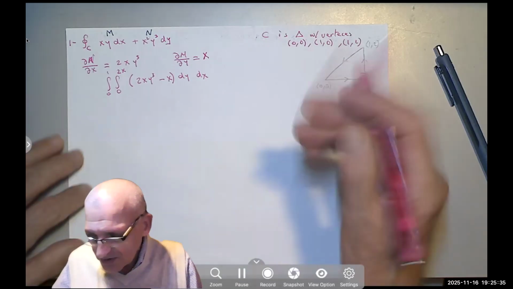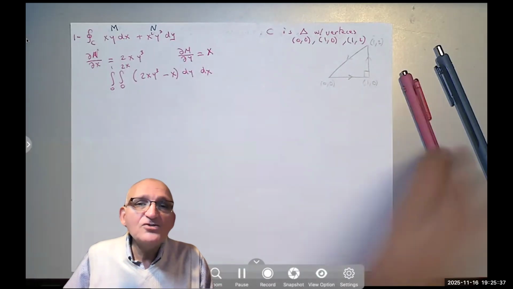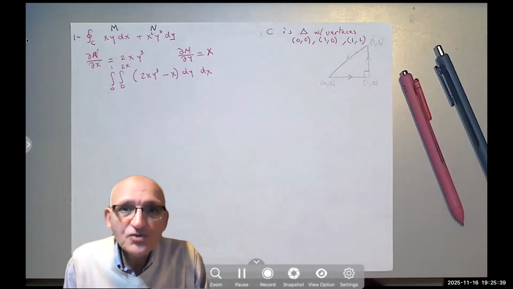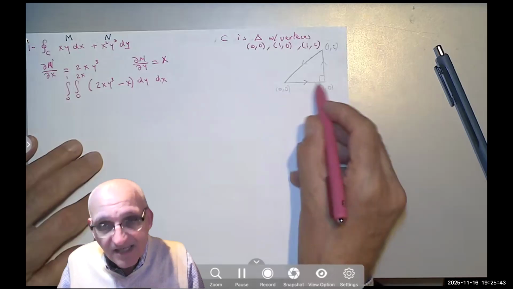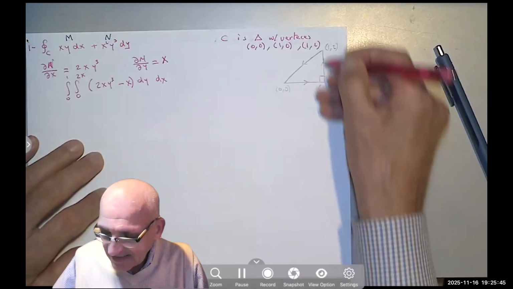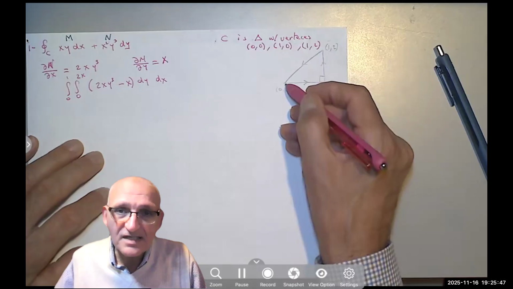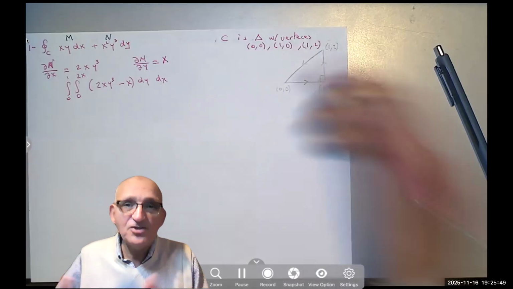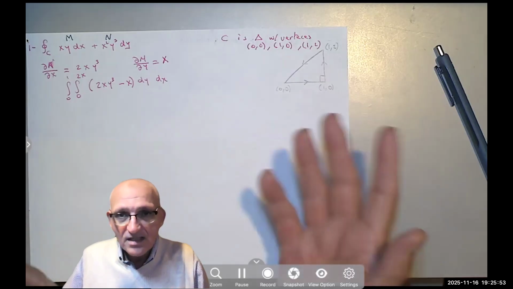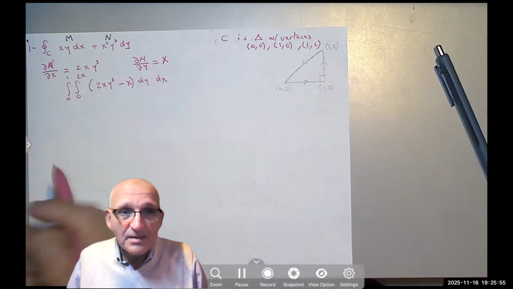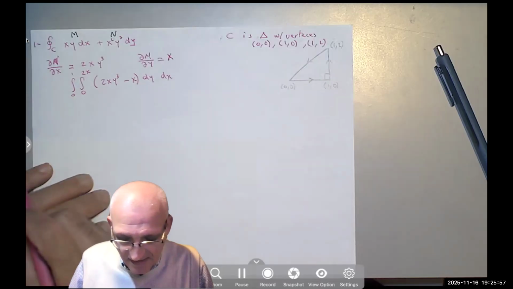But here, let's do it this way. Notice that if we don't use Green's theorem, we don't use the double integral, you have to find the line integral for this line by itself, and that line by itself, and that third line or hypotenuse by itself, and then you add them all 3. So you have to do 3 times the work in that case. Here, the double integral simplifies things, as we said.